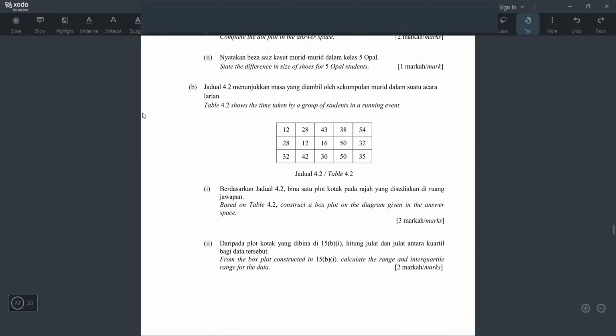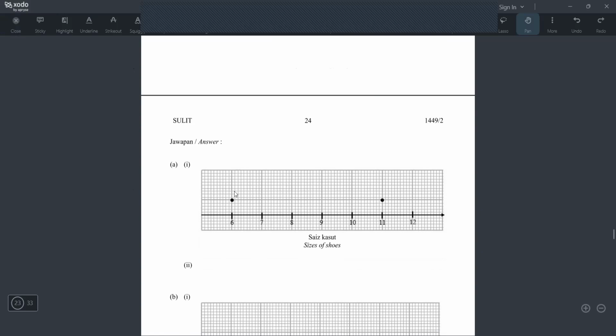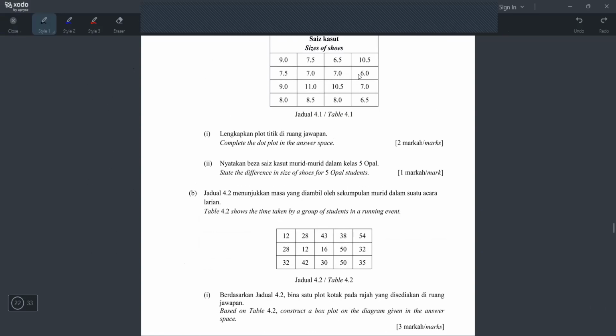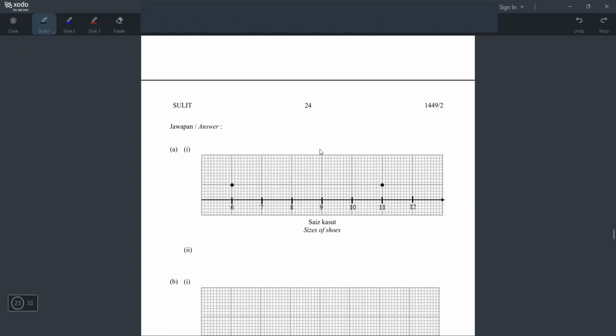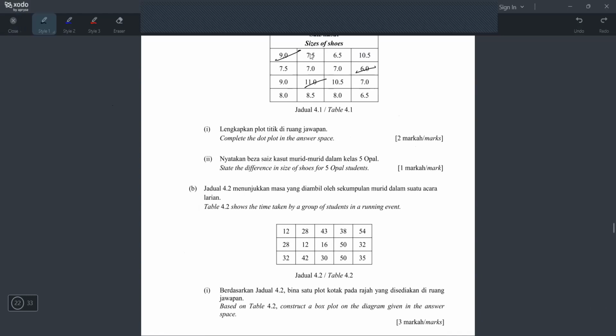So let's go to our dot plot and see how they draw it. Oh, okay, so I have to put the dot here lah, but they already put 6 and 11 for me, so I think I have to cancel it. So where is 6 and 11? 6 and 11, this one they already put the dot for me lah. Okay, now let's put the first dot 9.0. Okay, let's go find 9.0 and then put a dot. Okay, kena naik sikit lah, baru letak dot. Okay, siap.